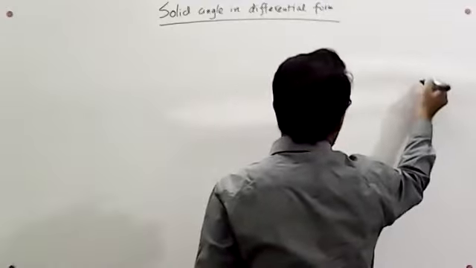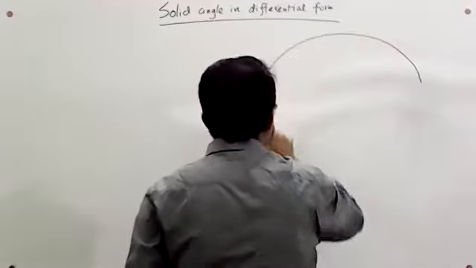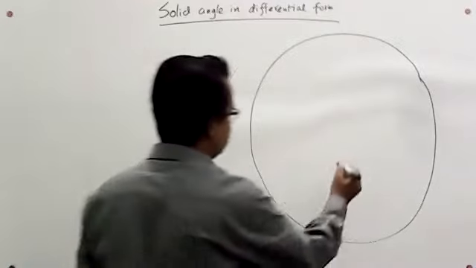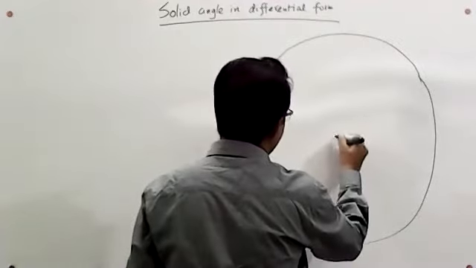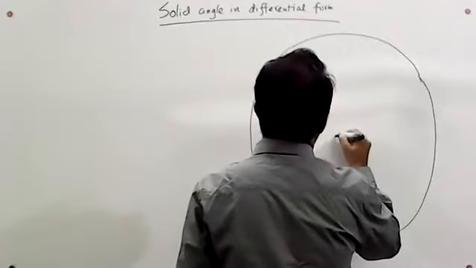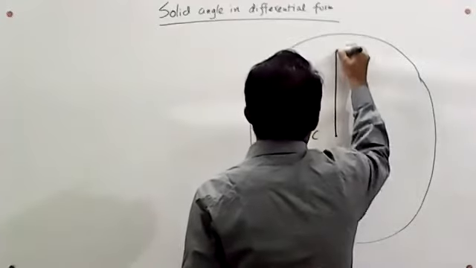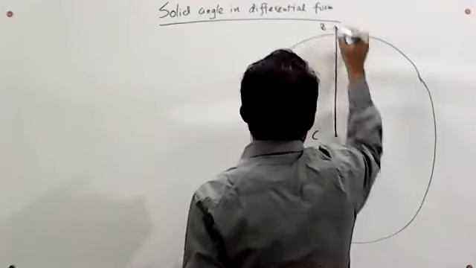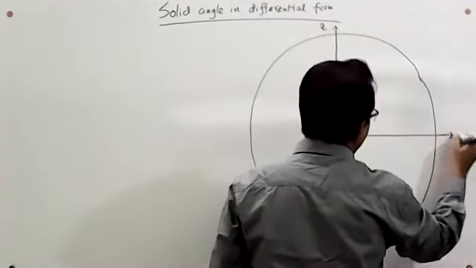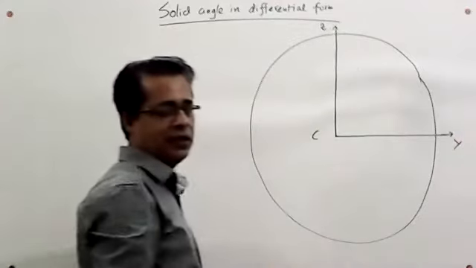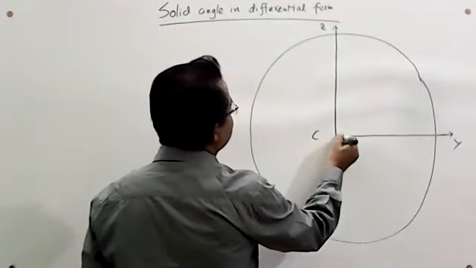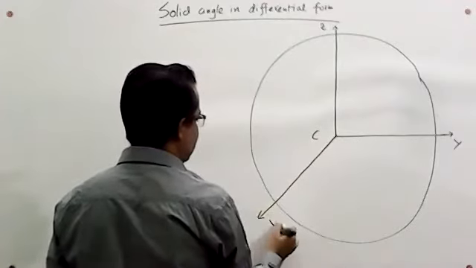Let L be a sphere, or like a globe. Our center is denoted by C, and from the center to the north pole, we consider the Z axis, and from the center to the east direction, we consider the Y axis, and from the center, we consider another line which is the X axis.